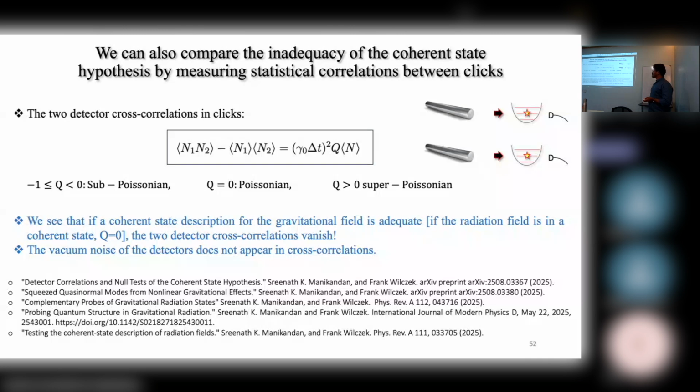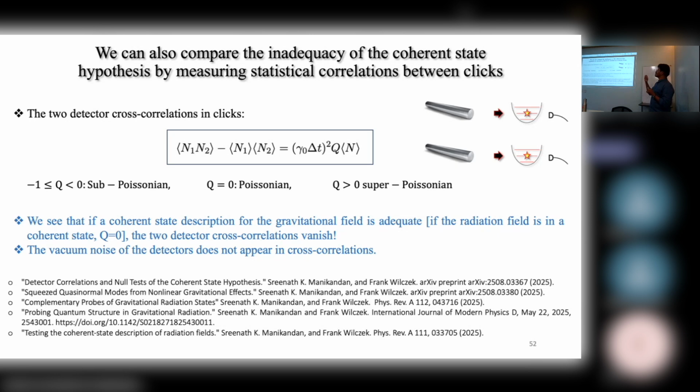So one could also do detector cross correlation. As an example, let's say you take two detectors and measure the number cross correlations. It's almost like there is rain happening and two people are counting raindrops, and it's a Poissonian distribution. If you look at the correlation of counts, you will get an answer 0. Similarly, if the radiation field is in a coherent state, and there are two detectors both measuring counts, and you measure the cross correlation between n1 and n2, average of n1 n2 minus average of n1 times average of n2, you will get answer 0.